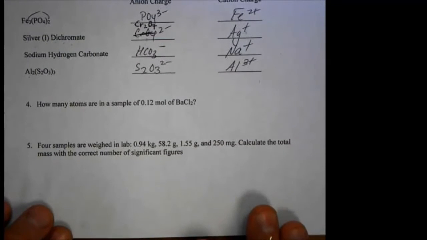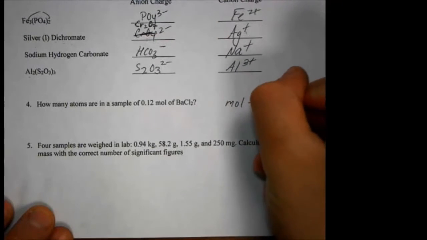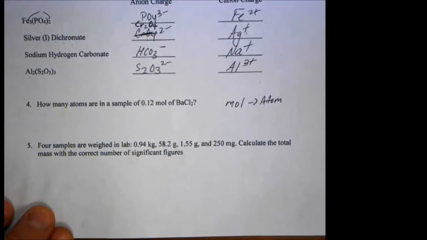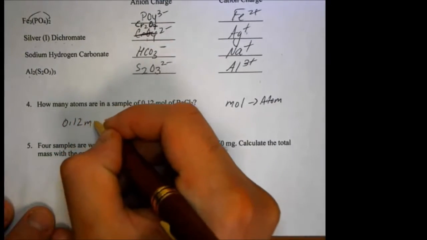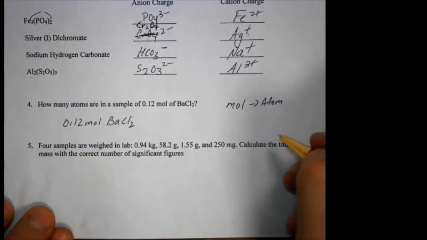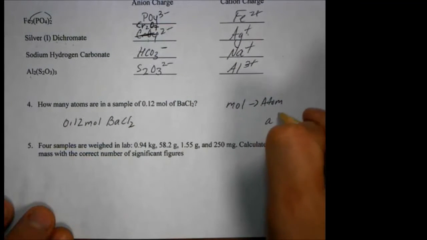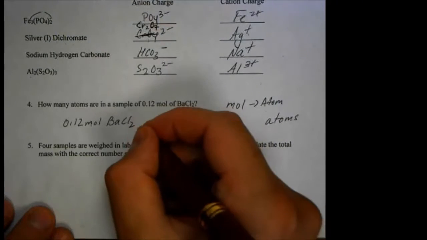Now, this is a simple one where we're doing a mole to atom calculation. So we know in this case that if we're going from moles to atoms, we're going to need to invoke Avogadro's number. So in this case, we're going to start with the 0.12 moles of barium chloride. I know that I have to finish with atoms. Okay, and that should get us the answer.